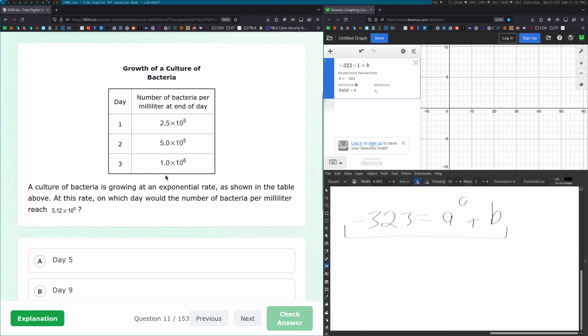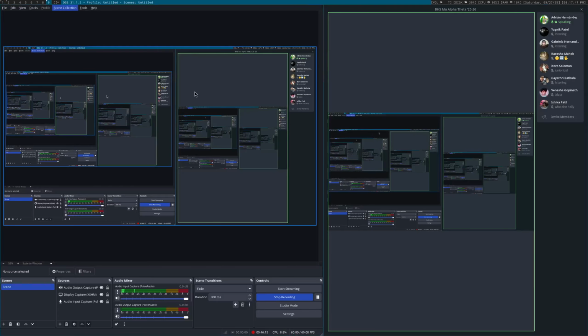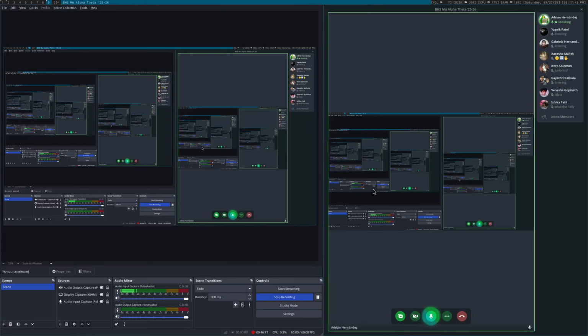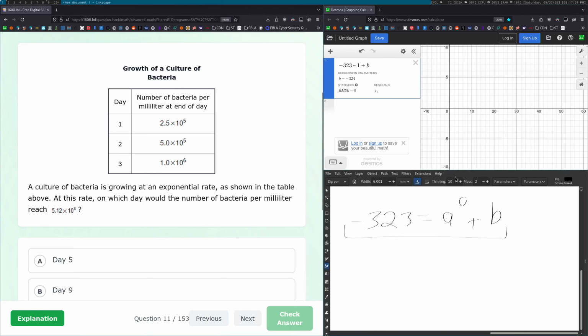Okay, let's see this one. A culture of bacteria is growing at an exponential rate as shown in the table above. At this rate, on which day would the number of bacteria per milliliter reach 5.12 times 10 to the 8? Okay, now I want to make sure everyone's listening for this one because this has a really important skill.